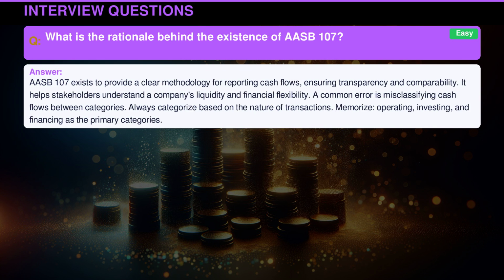AASB 107 exists to provide a clear methodology for reporting cash flows, ensuring transparency and comparability. It helps stakeholders understand a company's liquidity and financial flexibility. A common error is misclassifying cash flows between categories. Always categorize based on the nature of transactions. Memorize operating, investing, and financing as the primary categories.